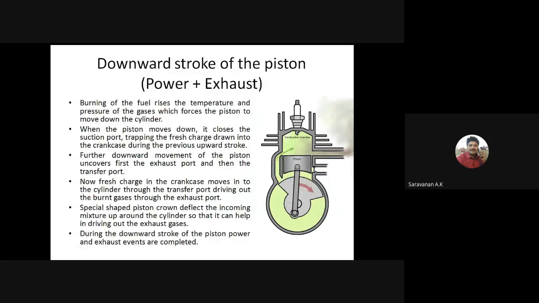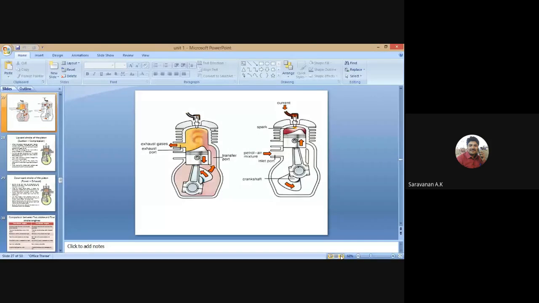Is it clear? It is a two-stroke engine, right? The working principle of the four-stroke engine as well as the two-stroke engine is clear now. Is it clear? Yes, sir.